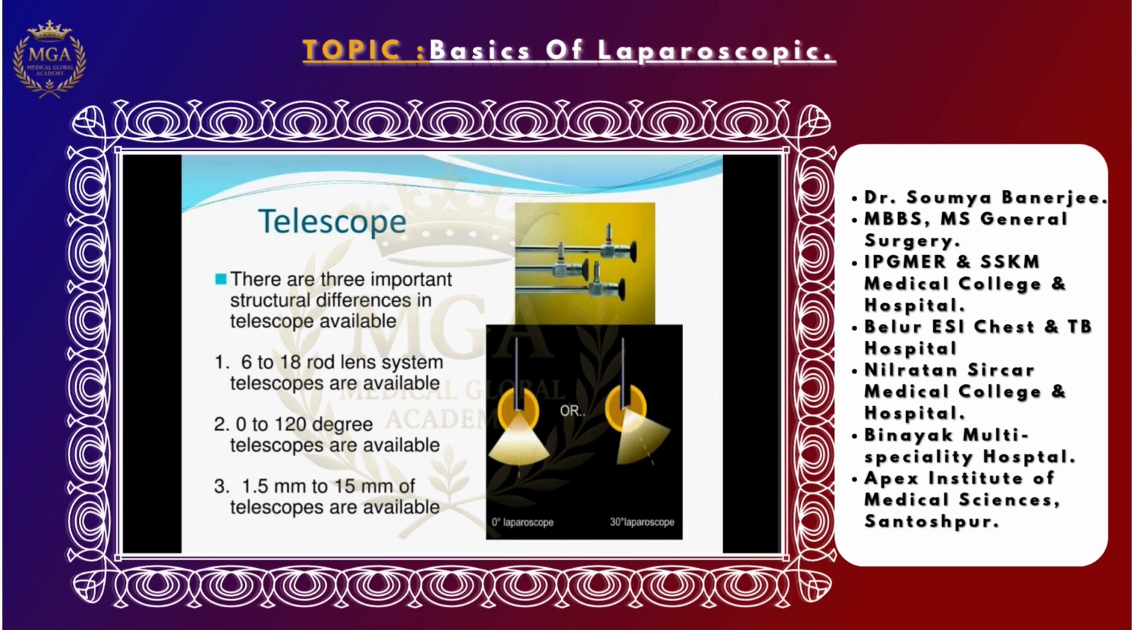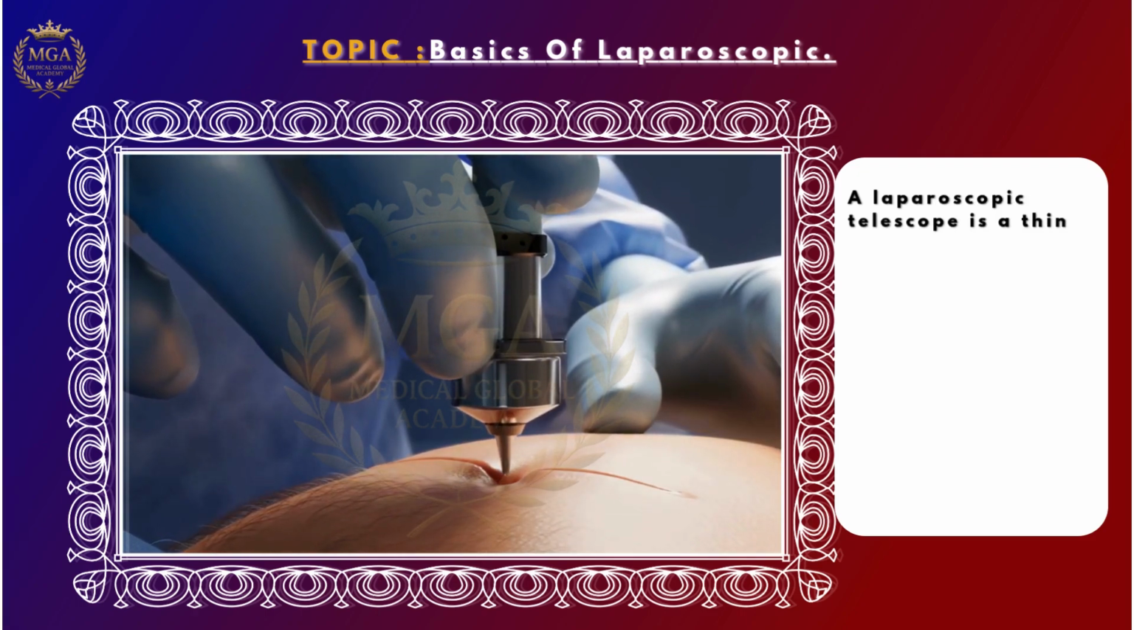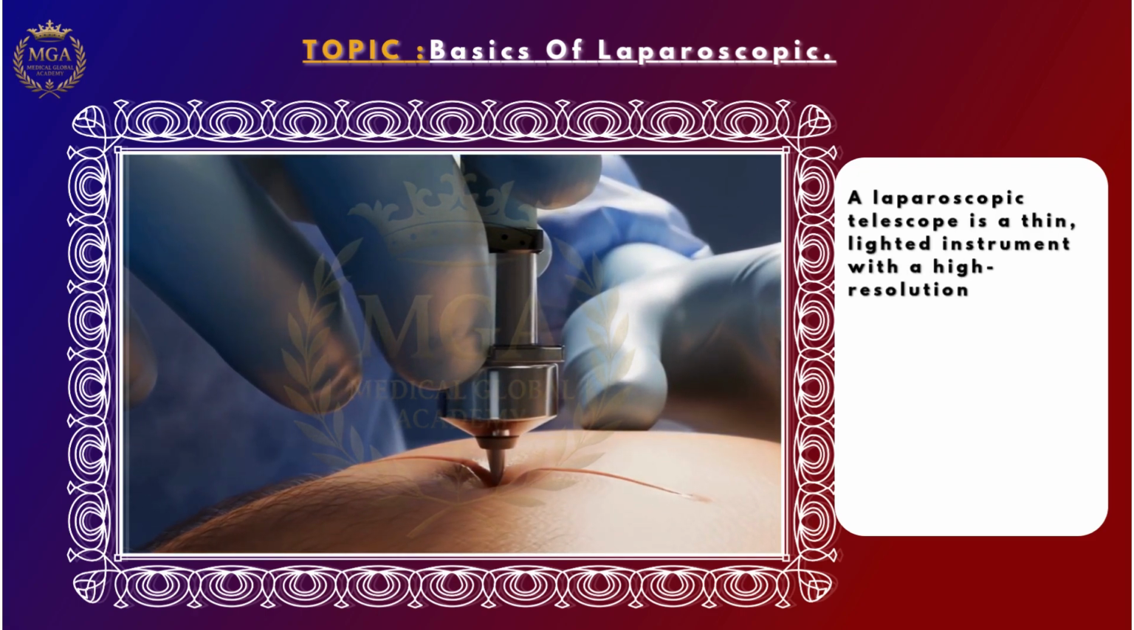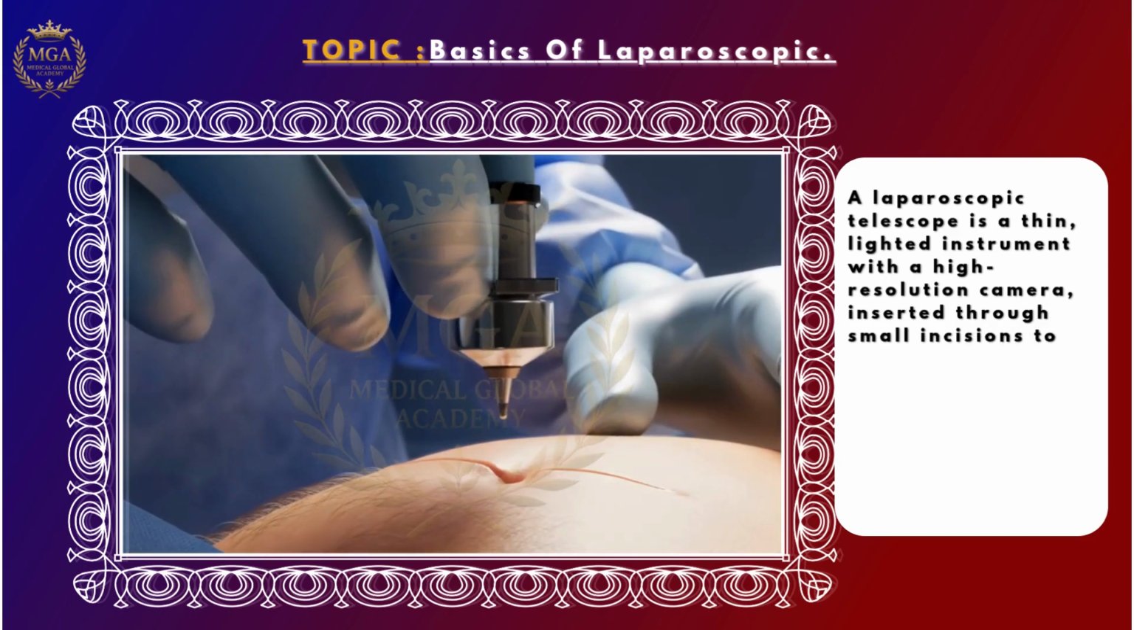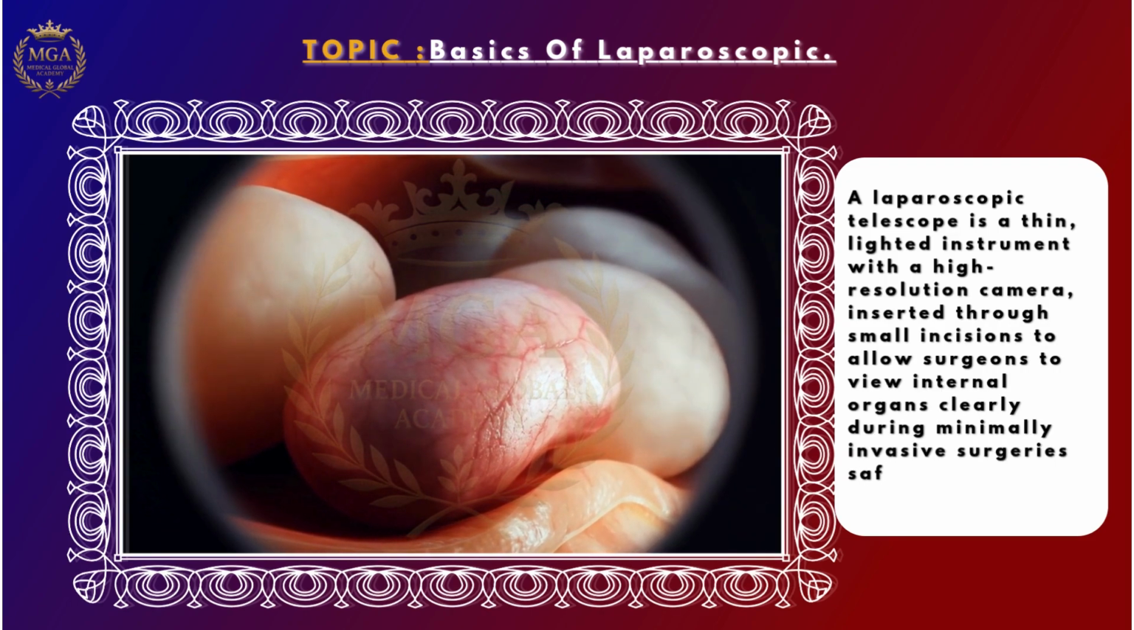Now 1.5 millimeter to 15 millimeter telescopes are available. Like you can have a 15 millimeter radius telescope, a big one. Also you can get a 5 mm telescope and a 10 mm telescope as well. A laparoscopic telescope is a thin, lighted instrument with a high-resolution camera, inserted through small incisions to allow surgeons to view internal organs clearly during minimally invasive surgeries safely and efficiently.